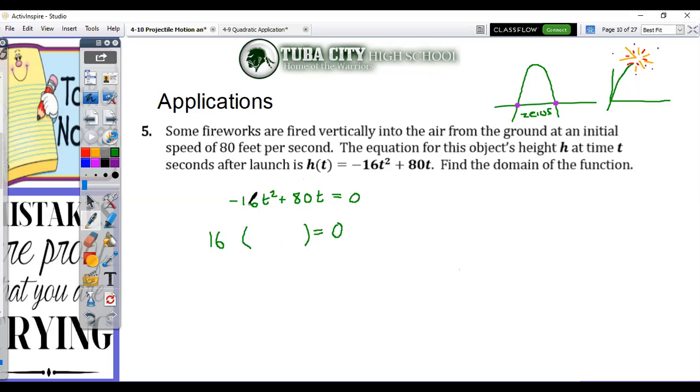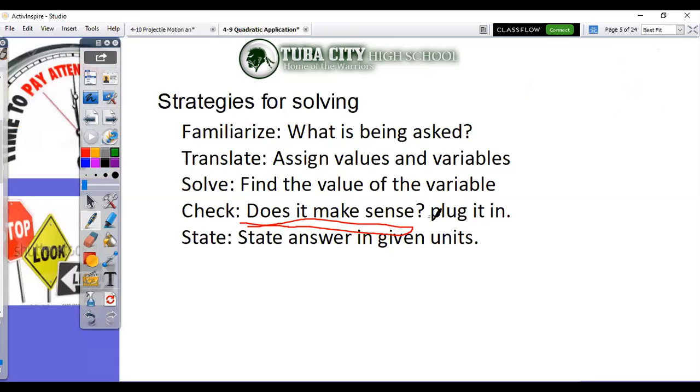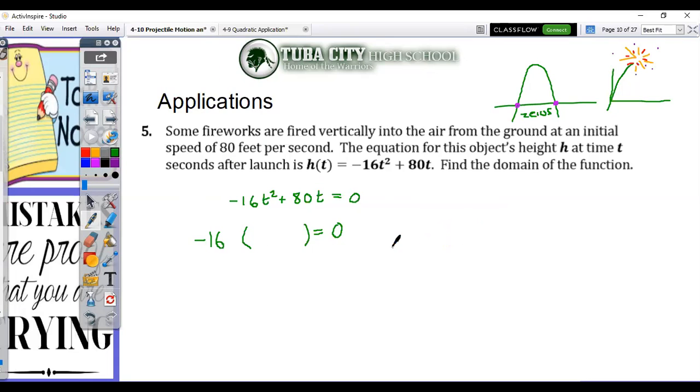Now here's a bit of a weird thing, because we are going to take the negative out as well. Now you could do this without it, but you would get one of your times to be negative, and we cannot have negative time. So that is one of the other strategies, is to check it. Does it make sense? Plug it back in. If we did not take out the negative, we would have had a negative time, which, since this started and ended on the ground, doesn't make sense.